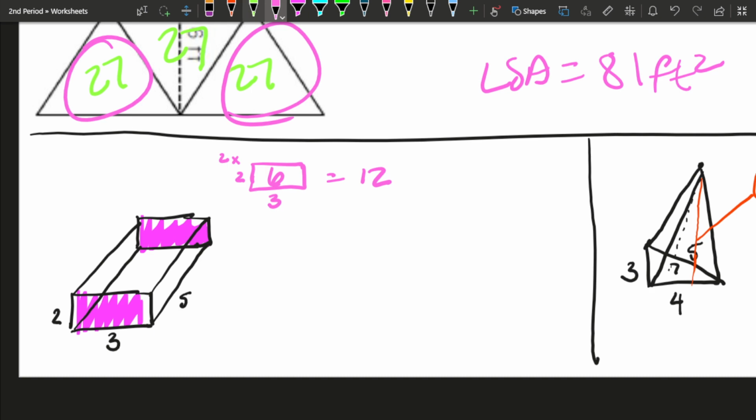Now, let's look at the bottom one. I'm going to put it on green right there. And I'm going to draw it over here on the side.